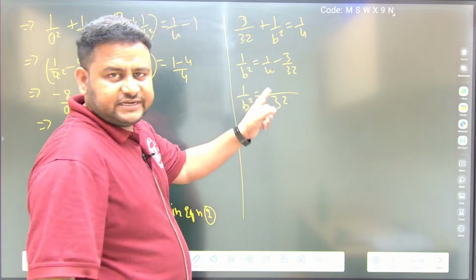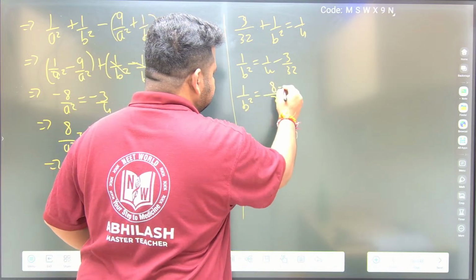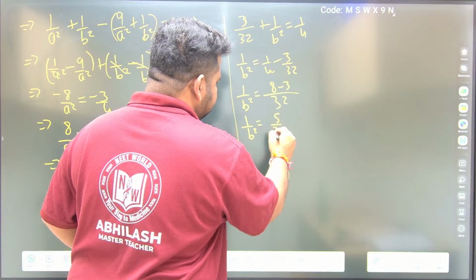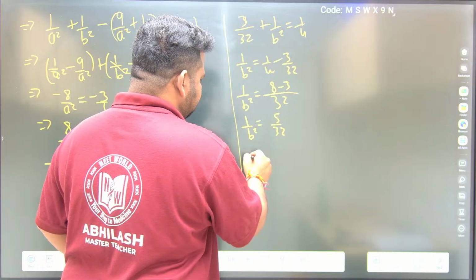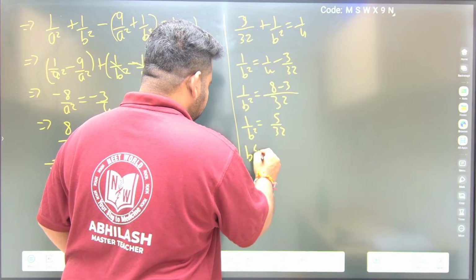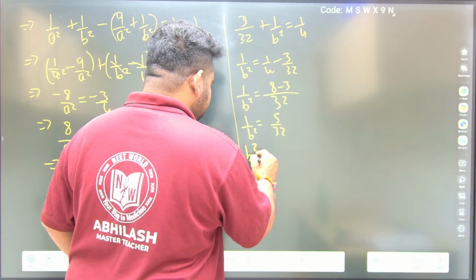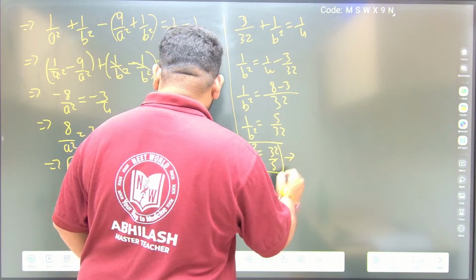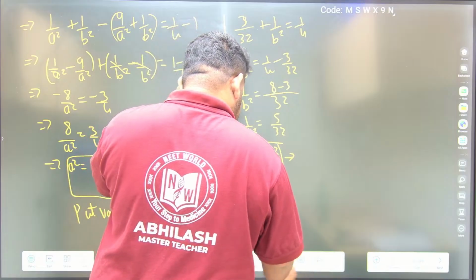Okay. 4 8 is 32. 8 minus 3 by 32. So 1 by b square is what? 5 by 32. So b square value will be equal to 32 by 5. Let this be. This is what we are having.